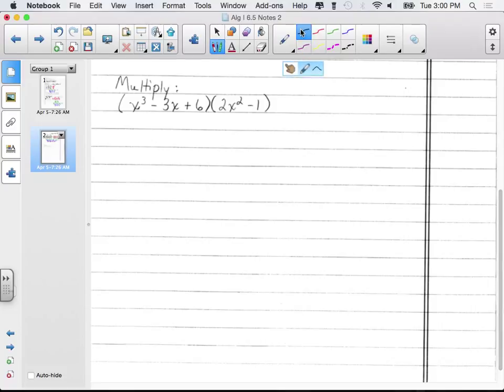We can square box it. What's it called? Rectangle method. That's what we're doing. So first thing we always do, change any subtraction to add the opposite.